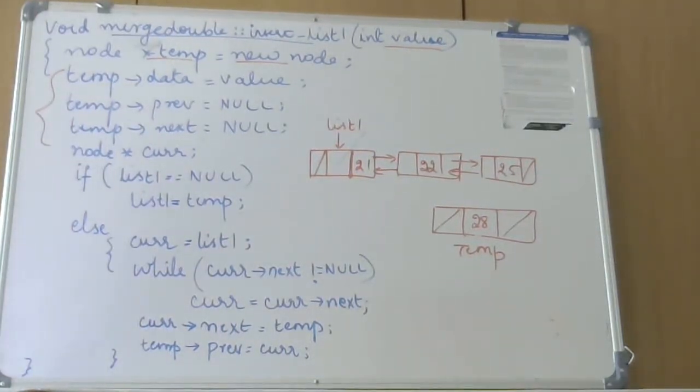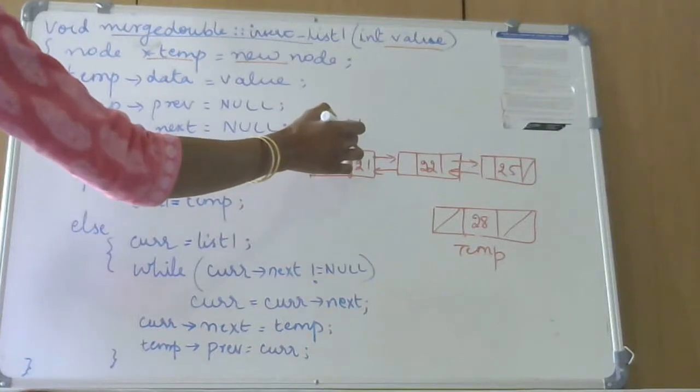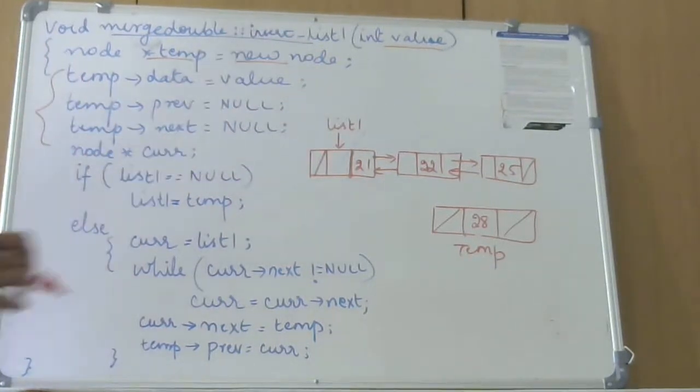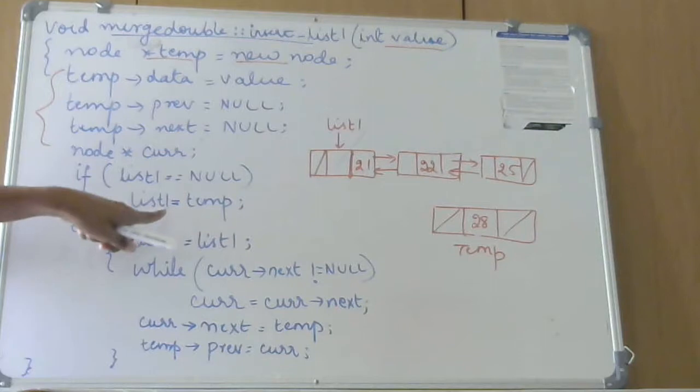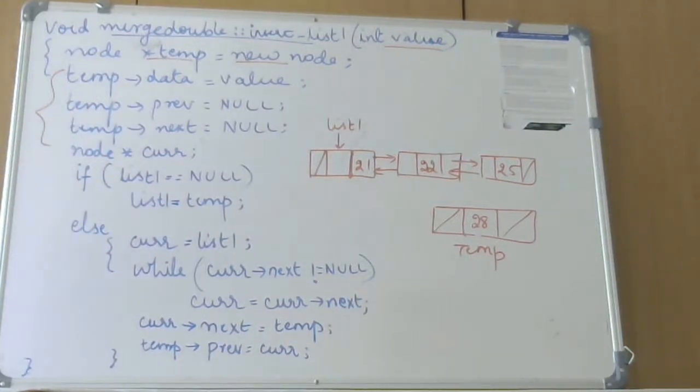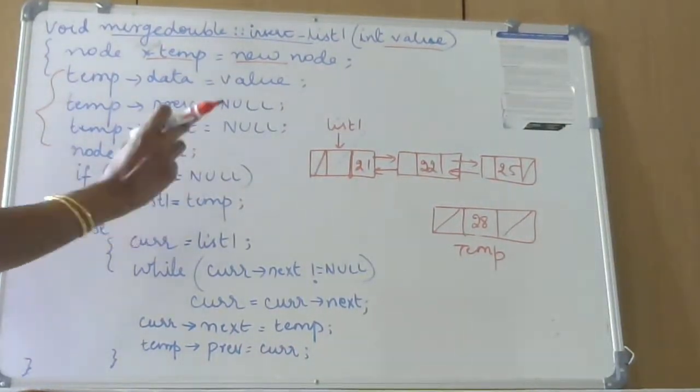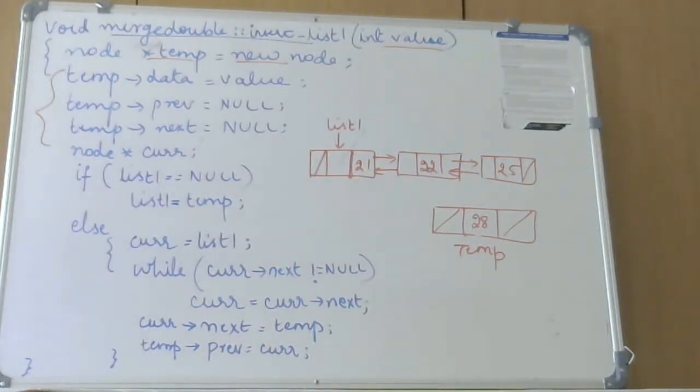Now I said I am going to insert all the nodes only at the end. I will go on inserting one by one. First thing I am checking is if the list is empty. So, instead of head or start, we are taking it as list 1. If list 1 is null, list 1 is equal to temp. That means if the list is empty, whatever new node you have taken will itself become the first node. All this we have seen in the last video session, insertion at the end, because I am inserting at the end.